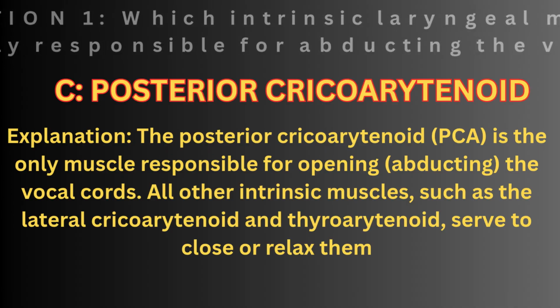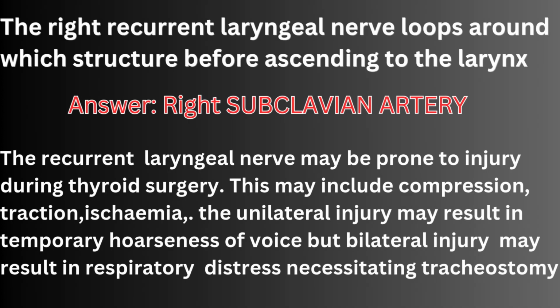The second question was, the right recurrent laryngeal nerve loops around which structure? The answer is very simple, the right subclavian artery. Third question was, why is the left recurrent laryngeal nerve more prone to damage? Because of its proximity to the thoracic structures and longer course, it is more prone to injuries during surgery or otherwise.